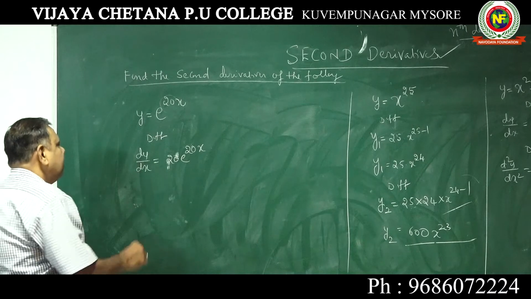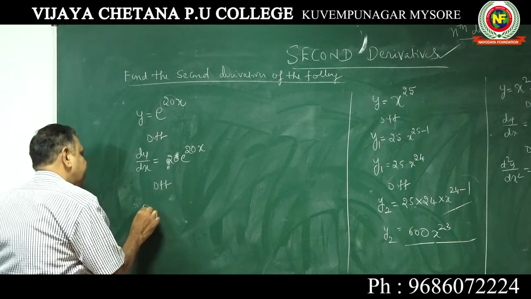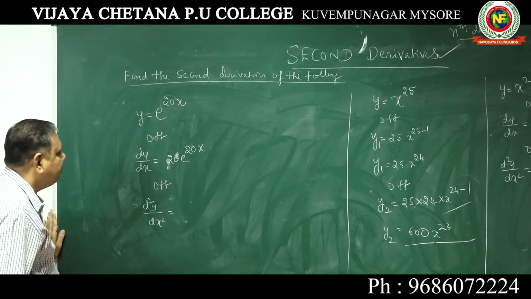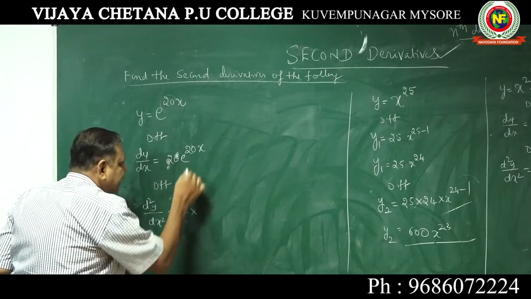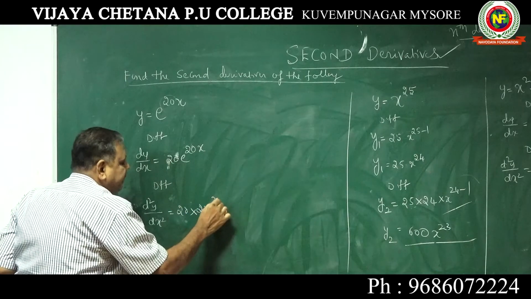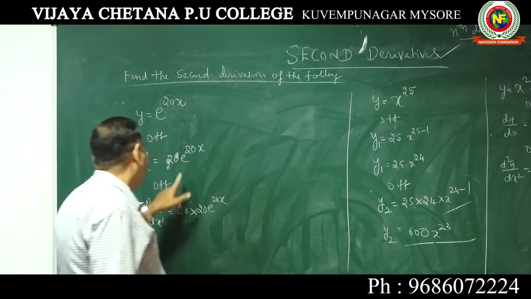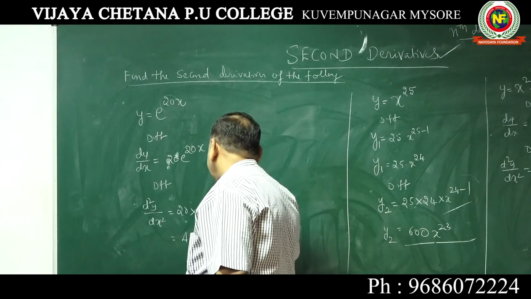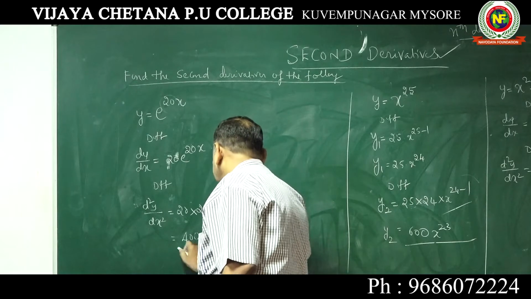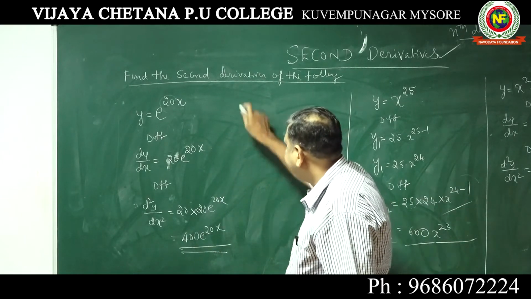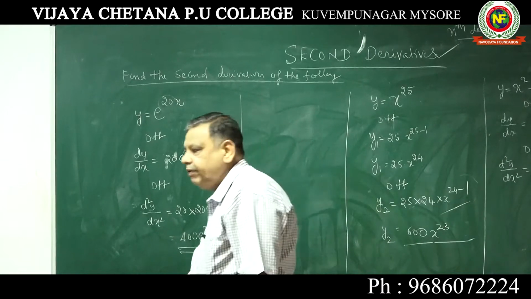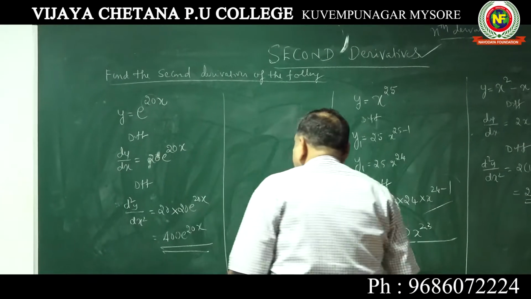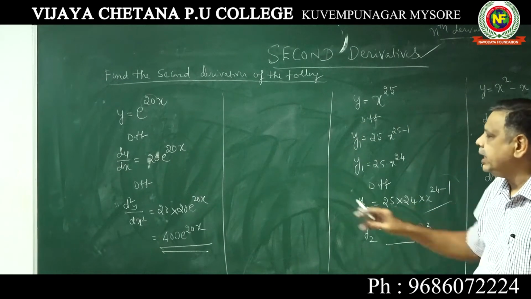Now further differentiate. d square y over dx square is 20 into another 20 will come here, e to the power of 20x. This 20 is already there and this 20 again, or it is 400 e to the power of 20x. Final answer is 400 e to the power of 20x. Okay, we will take the next problem. Understood? Any doubts? Please clarify now.